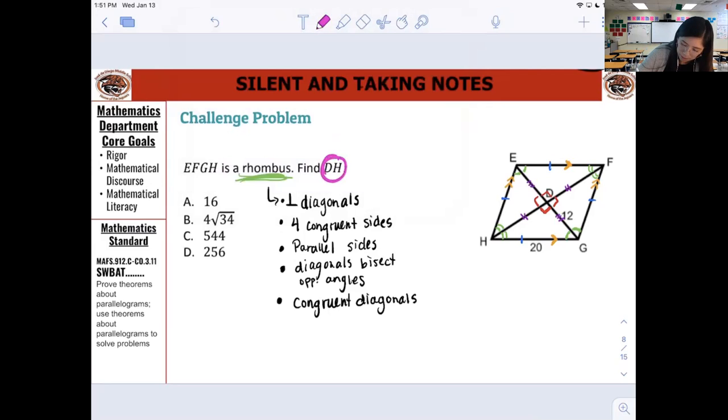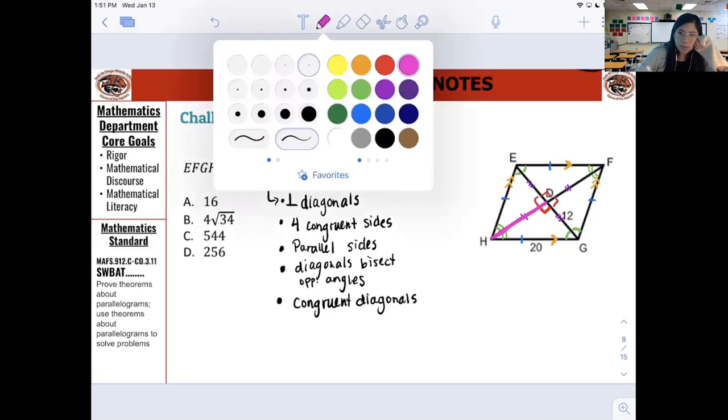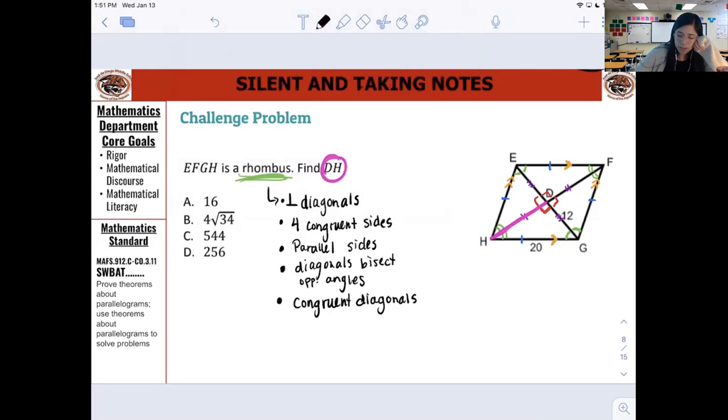So I'm going to highlight it among all of these things we've written down. We're looking for DH. We know two things. We know that DG is 12 and HG is 20. Let's see if anyone can figure out, there's one amazing strategy that will help us find this missing side length X.